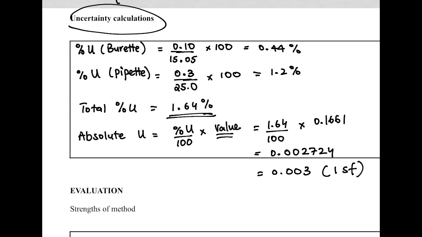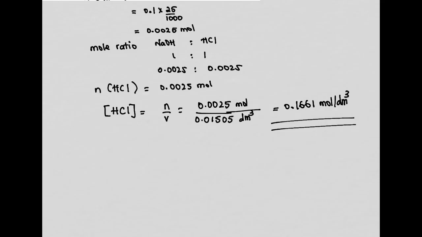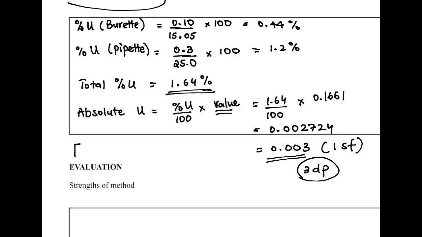Now I'm going to look at this. This is to 3dP. Because this is to 3dP, my concentration should be reported to 3dP. So then I can write concentration of HCl is 0.166 plus minus 0.003 mole per dm cube. That's how I report my concentration.